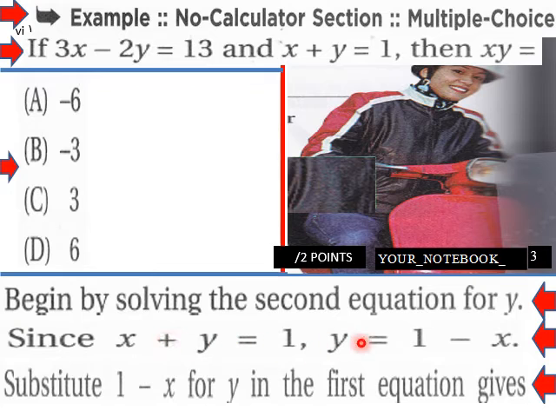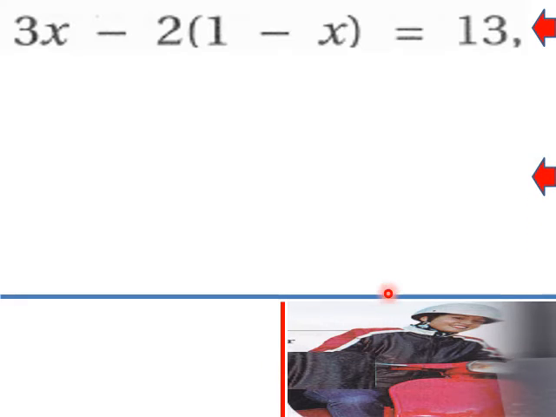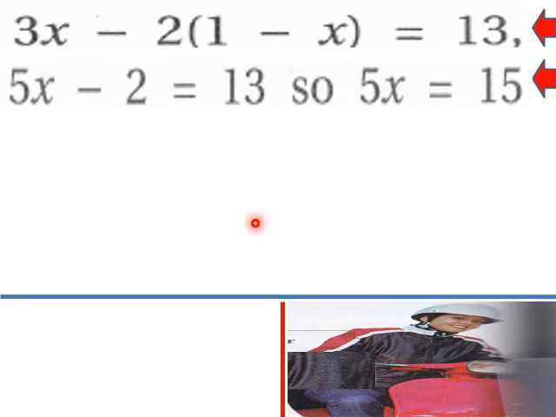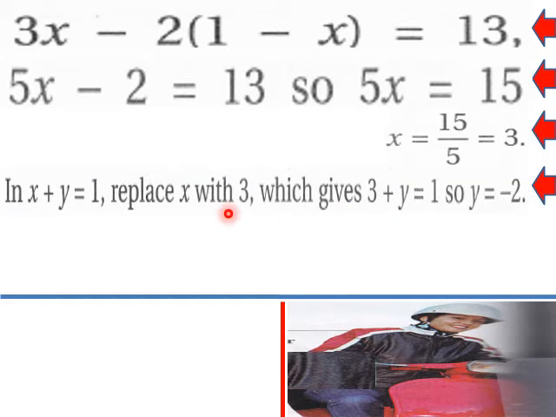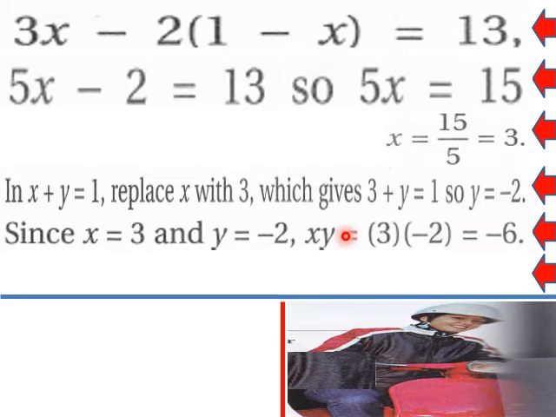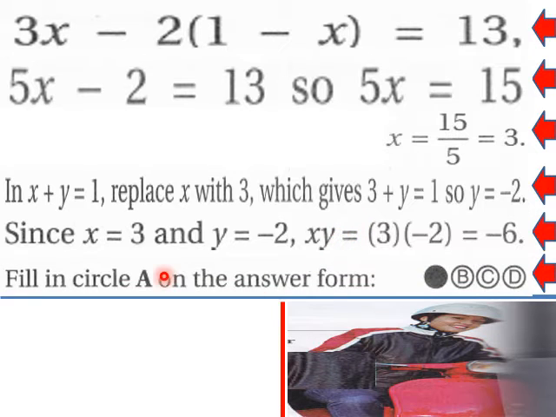Since x plus y equals 1, y equals 1 minus x. Substitute 1 minus x for y in the equation. That gives you 3x minus 2y, so 5x equals 15. 15 over 5 equals 3. Replace x with 3, and then you solve back for y. Then fill in your circle completely once you do your algebra.